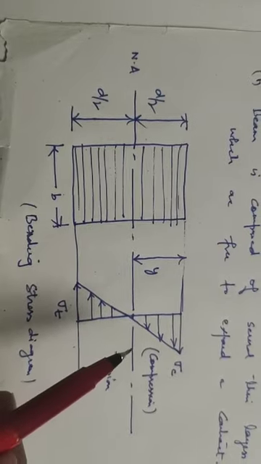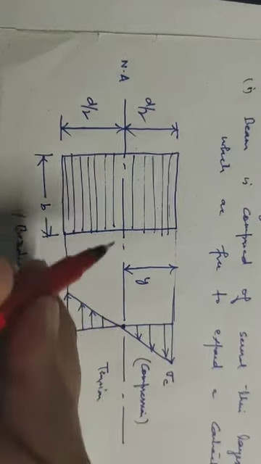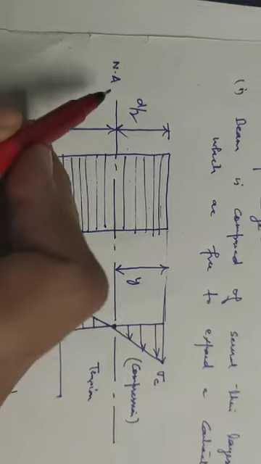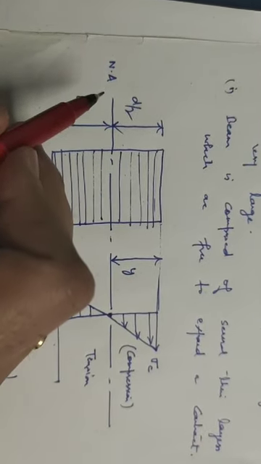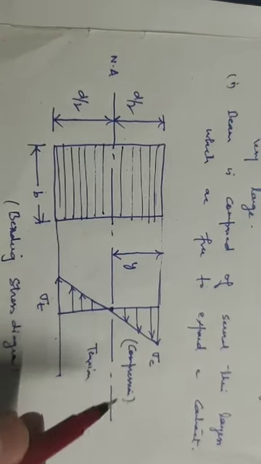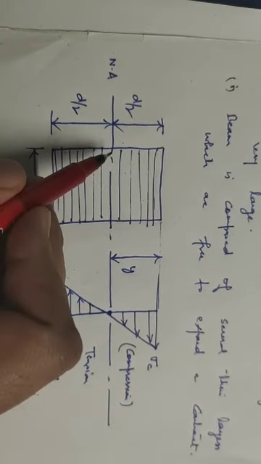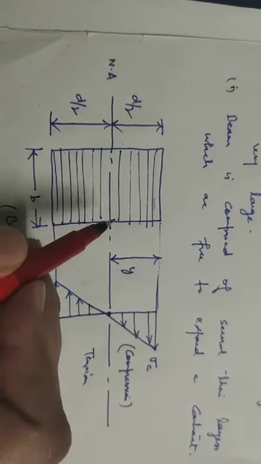So this is the bending stress diagram. At one point, this is the axis about which the stress is 0. So this axis is known as the neutral axis. Neutral axis is that axis about which the stress is 0, or we can say neutral axis is that fiber which will neither elongate nor compress.